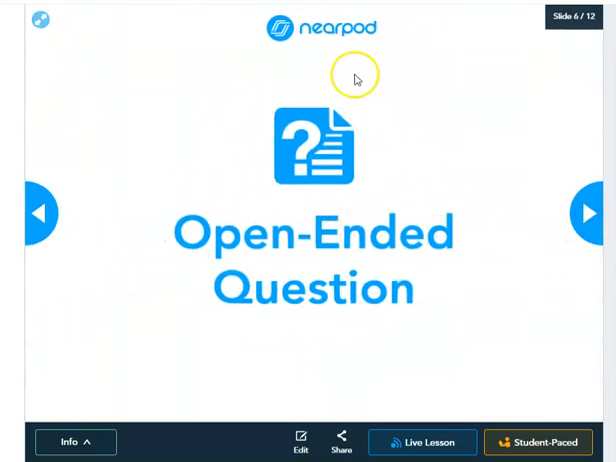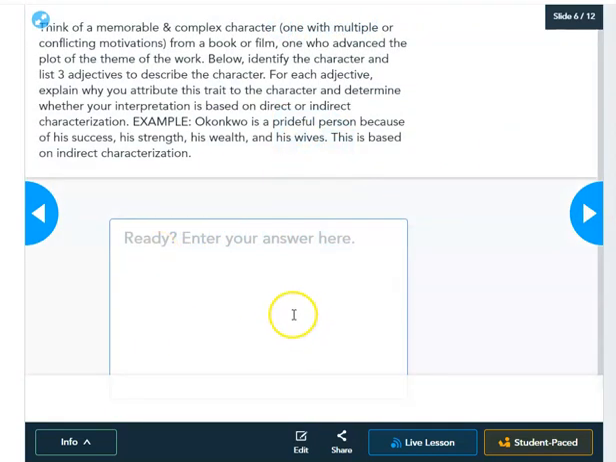So here's an open-ended question. Make sure you wait for it to completely load. And in this one, you're going to have a text box down here to type in. So it asks you to think of a memorable and complex character from a book or film, and it needs to be one who is really major. They advance the plot, they make things happen, or they contribute to a theme, a big idea. So down below, you're going to give us the character and list three adjectives to describe them.